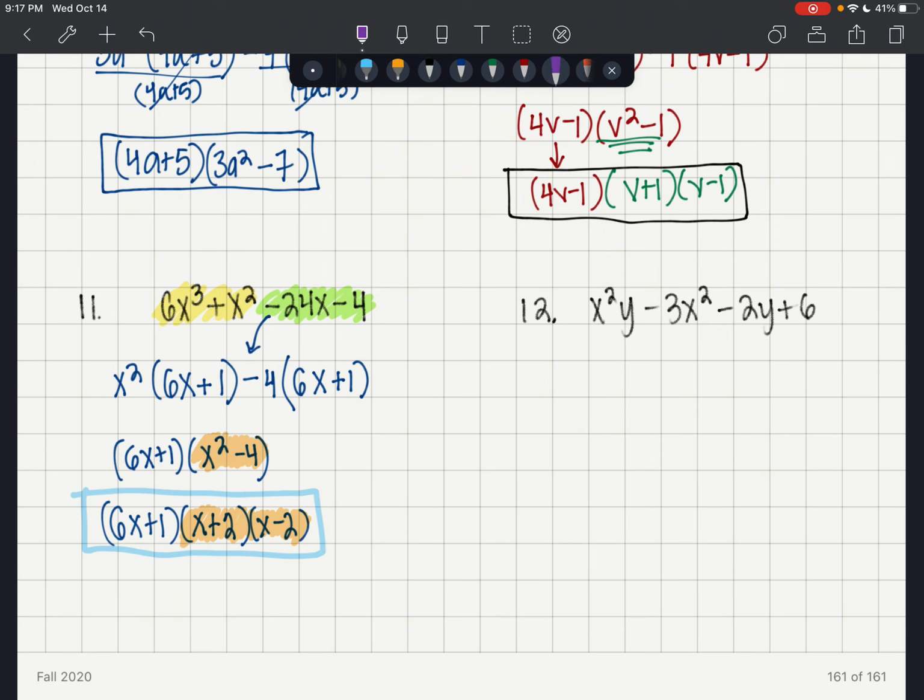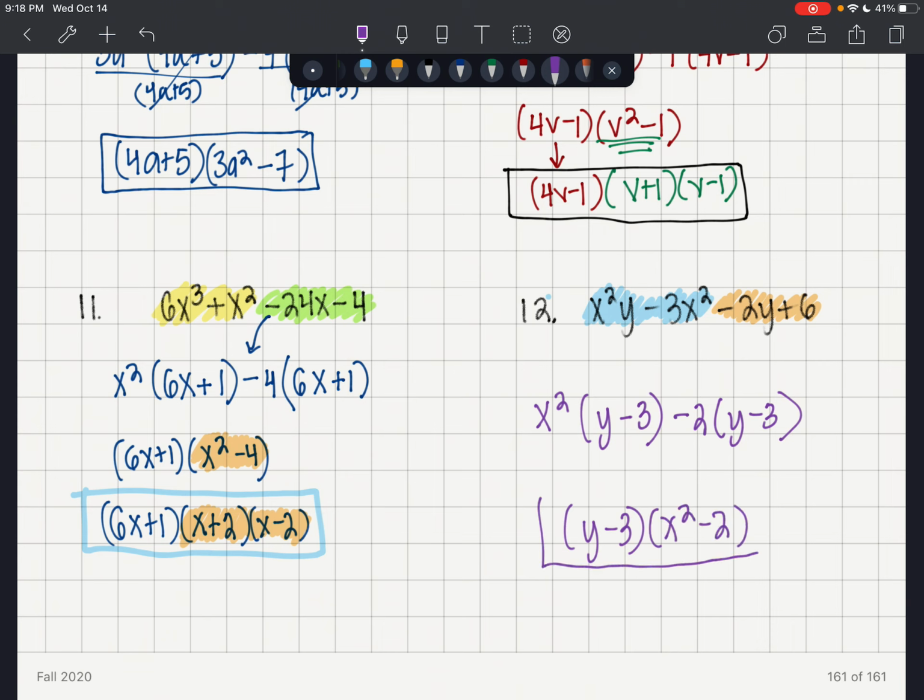Okay. This is such a good one, I'm going to make it purple. Okay, so we've got, let's see, let's use a highlighter too. And let's use different color highlighters. Let's use blue and orange. Okay, so out of the blue, what factors? X squared, it's going to leave y minus 3. And then what factors out of the orange? That would be a negative 2, and that would be y minus 3. So we factor out y minus 3, and we're left with x squared minus 2.